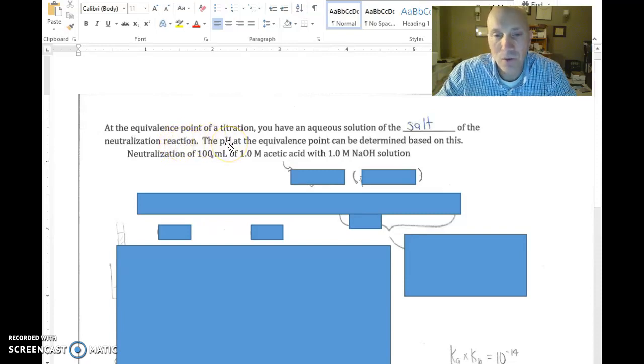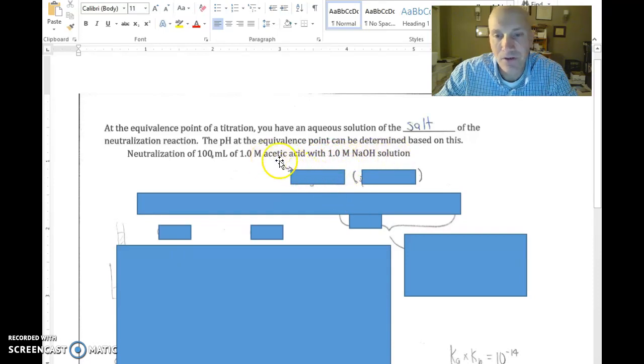All right. So the thing about this is, if we wanted to determine what the pH is at the equivalence point, basically what we're doing is figuring out what would the pH be of that salt. All right. So as an example of this, let's take a look at this particular example. Let's say that we're going to be doing the neutralization of 100 milliliters of a 1.0 molar solution of acetic acid with a 1.0 molar sodium hydroxide solution.